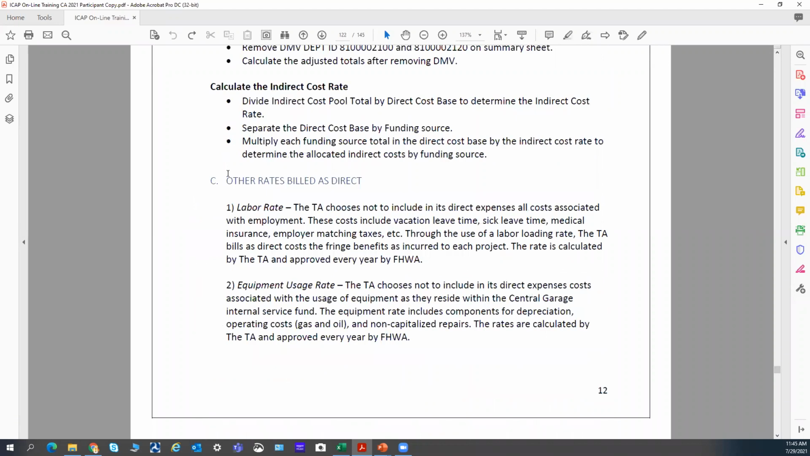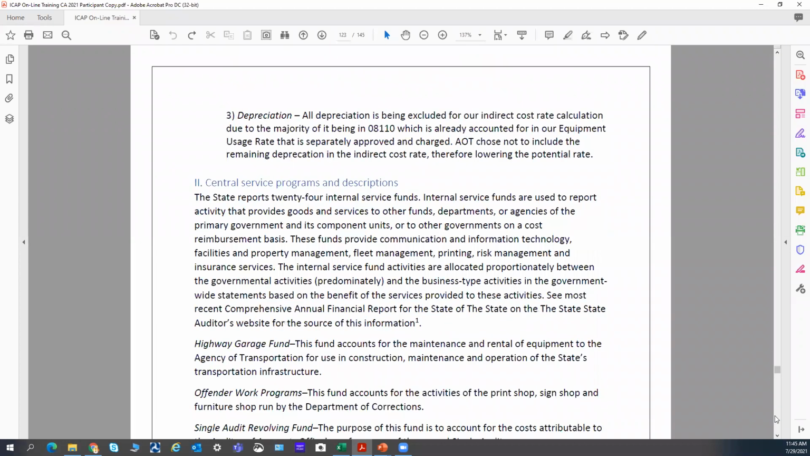So here we have other rates that are billed as direct. And again, they're talking here, their labor rate, which is their fringe rate. They're not including it, but they put it in here once again. The equipment usage rate, they're not including it in this package because they already have a rate. Same here with depreciation. Depreciation for their capital assets are all excluded from this entire plan. So we shouldn't see any of that, and we don't.